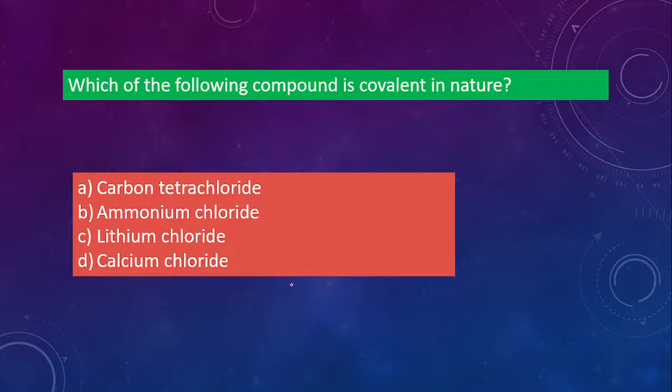which of the following compounds is covalent in nature? Carbon tetrachloride, ammonium chloride, lithium chloride, and calcium chloride. So you have to say which compound is covalent in nature. You see here, where can we find a covalent compound? It will be that one, so which of these will it be? This is an easy one.